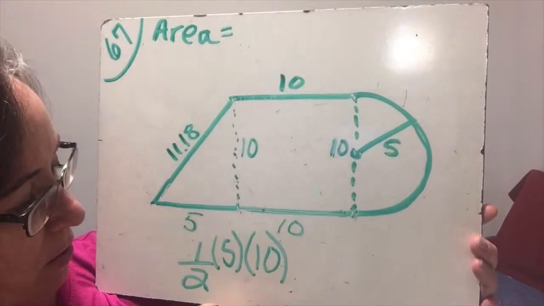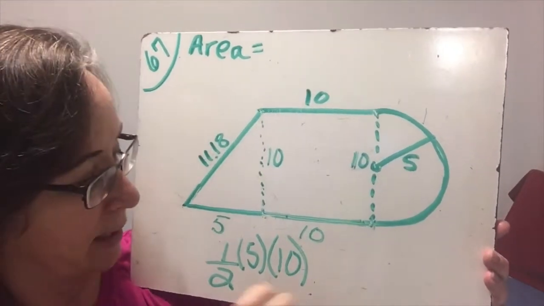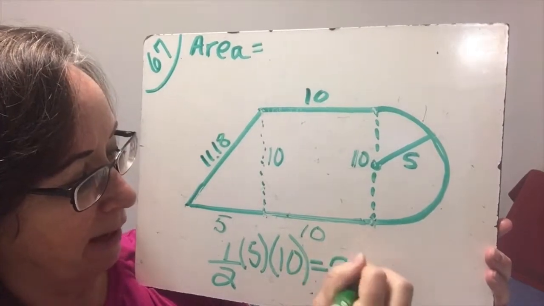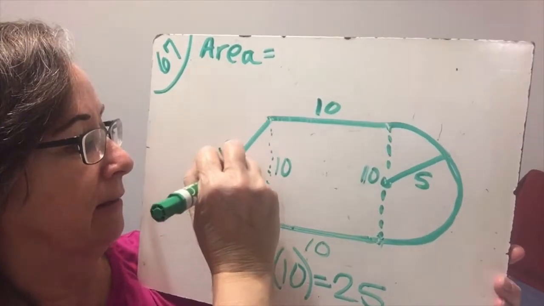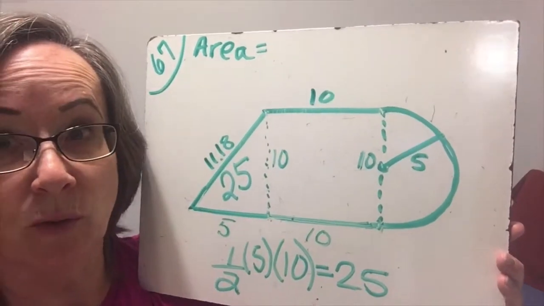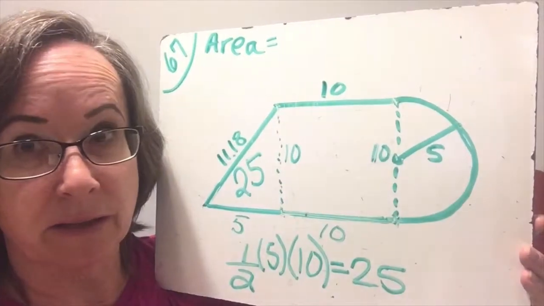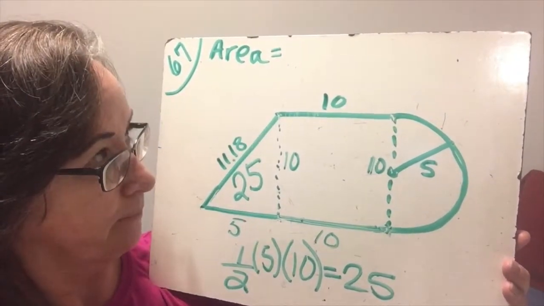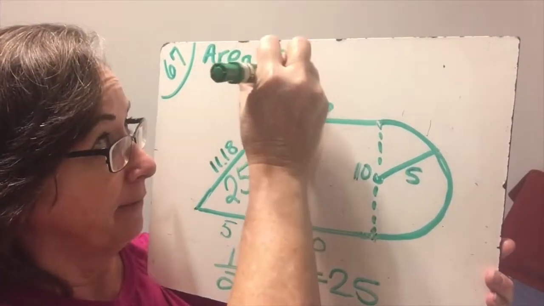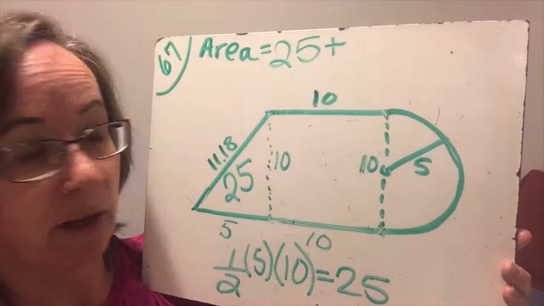Okay, so we have 50 divided by 2 is 25. So the area of this triangle is 25 square units. Now, before we saw that it was meters, so that's 25 square meters. So we'll say 25 plus, because we're adding it all up together.